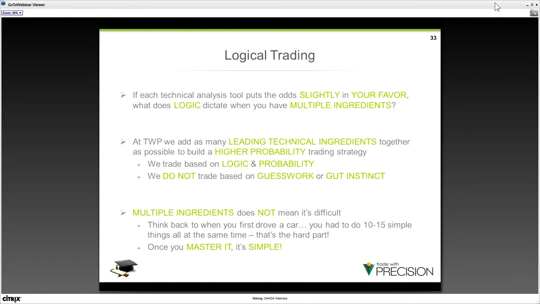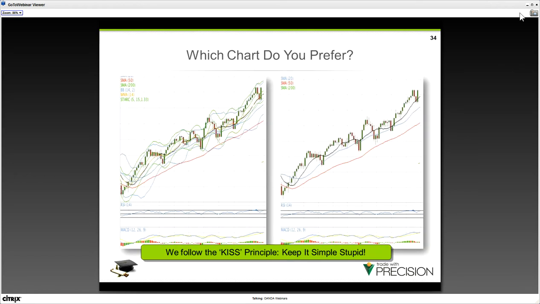So here's an example of what I'm talking about. Which chart setup would you prefer to trade? The one on the left or the one on the right? The chart on the right looks a lot simpler and cleaner. We can actually see the price action a lot clearer along with those moving averages that we're looking for. The chart on the left looks almost identical, except there are a few more indicators on it, which makes it a little bit difficult to read.